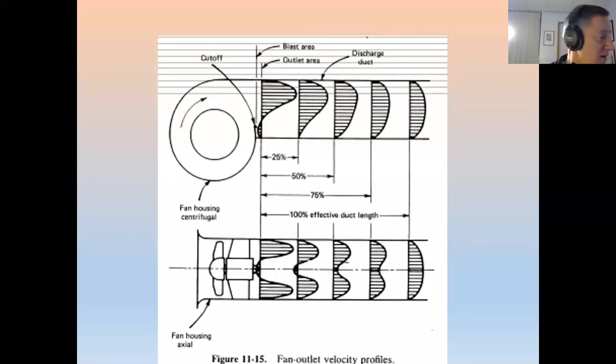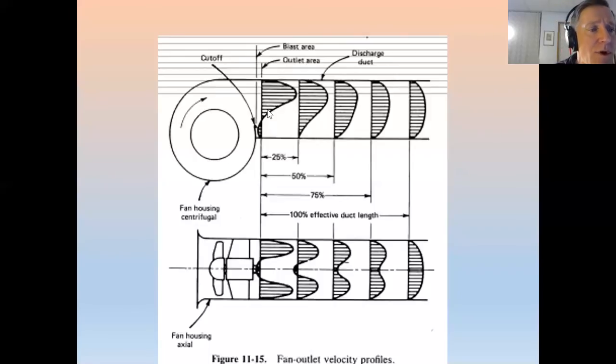So here I wanted to look at fully developed flow. These are two fans. The top one is a centrifugal fan, the bottom is an axial fan. The bottom is the type of fan you would have as a cooling fan on a computer, for example. And the top one is a blower you would have in a furnace or something like that.